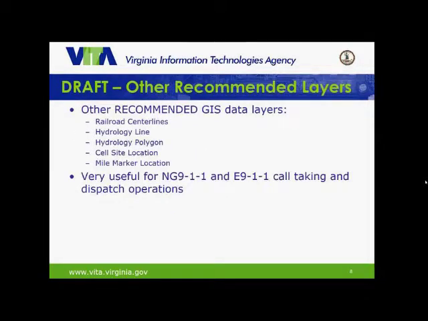And then finally, NENA is recommending additional data layers here. So you've got things like railroads, water bodies or hydrology, information on the locations of cell sites and mile markers. And again, these are layers that may be very useful and helpful, not only for next generation 911, but many PSAPs today may already have many of these layers in their 911 systems.